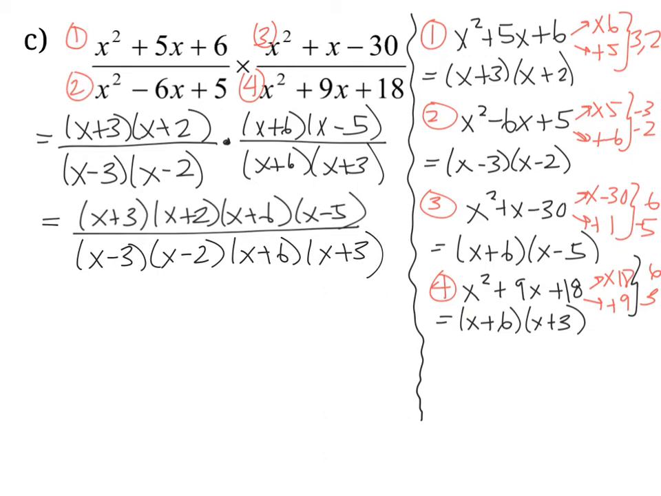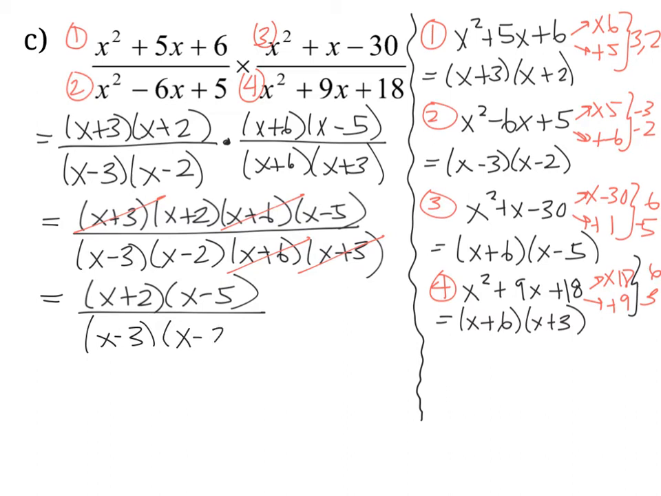And now we're ready for the fun part, which is crossing out common factors in the numerator and the denominator. So I see an x plus 3 and an x plus 3 in the numerator and the denominator, so that's going to divide and make 1. I also see an x plus 6 and an x plus 6, and that's it. So what we have left over is, we don't have an x plus 3 anymore. We have an x plus 2 and an x minus 5 in the numerator. And in the denominator, we have an x minus 3 and an x minus 2.